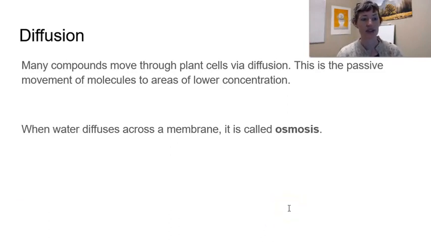When water diffuses across a membrane, it's called osmosis. So this is the passive diffusion of water from areas of high water concentration to areas of low water concentration. And it's going to be relative to the amount of other stuff in there, the solutes. And as it goes through a membrane, that's called osmosis.